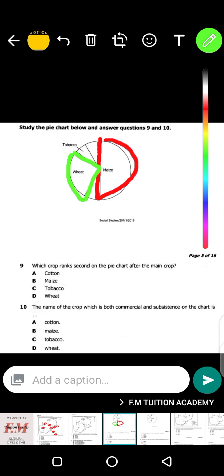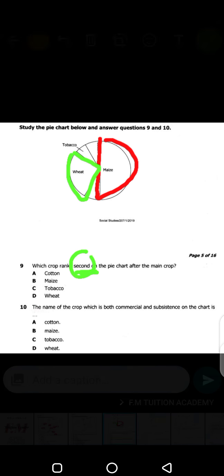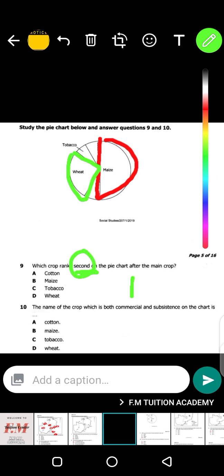So the second largest shape here is question 9. Which crop is the second? You see, second, this part, second. So it's actually D. You can see here, this is the first shape, and then this is the second shape.